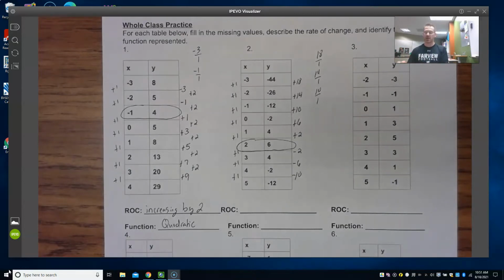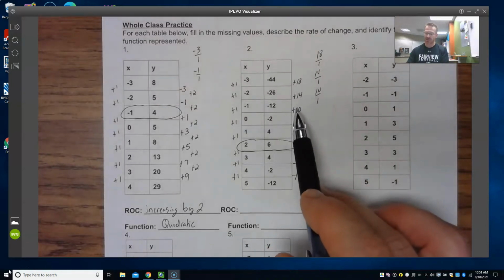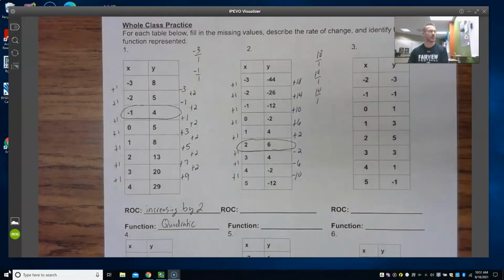So now the question is, do you see a pattern in this rate of change? How are these numbers changing? All right, so pause the video, see if you can find it, and then flip it back on to see if it matches what we say.